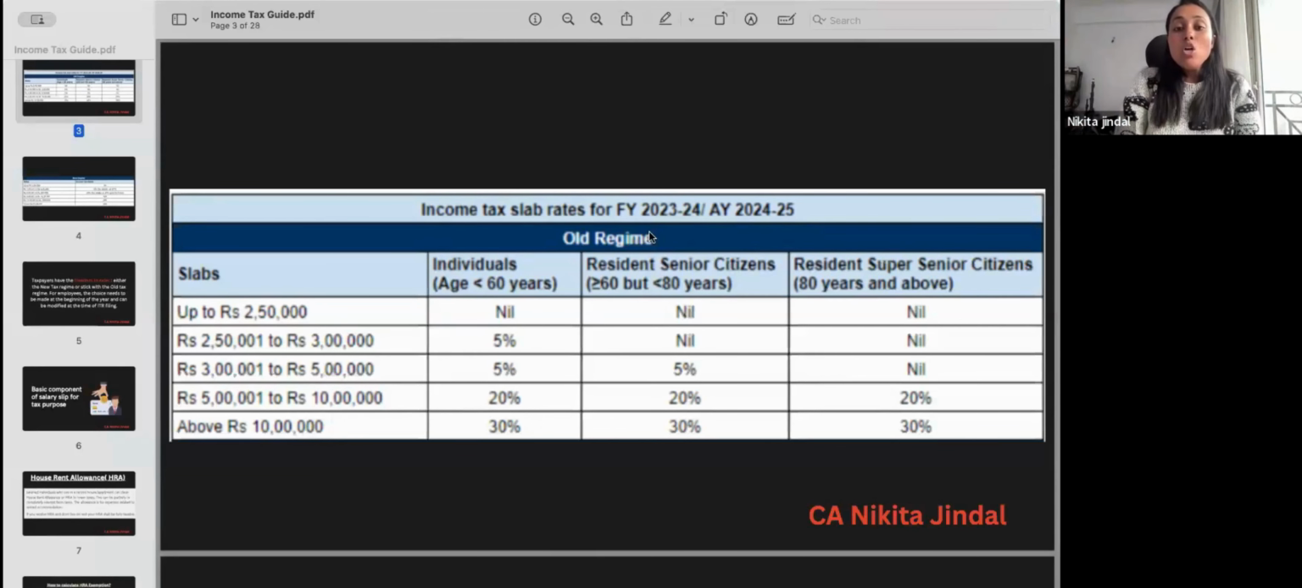If you are a senior citizen, between the age group of 60 to 80 years, the exemption limit is 3 lakh instead of 2,50,000, and the rest are the same. If you are a super senior citizen, aged 80 years or more, the exemption limit is 5 lakh instead of 2,50,000, and the rest are the same. This is under the old tax regime.